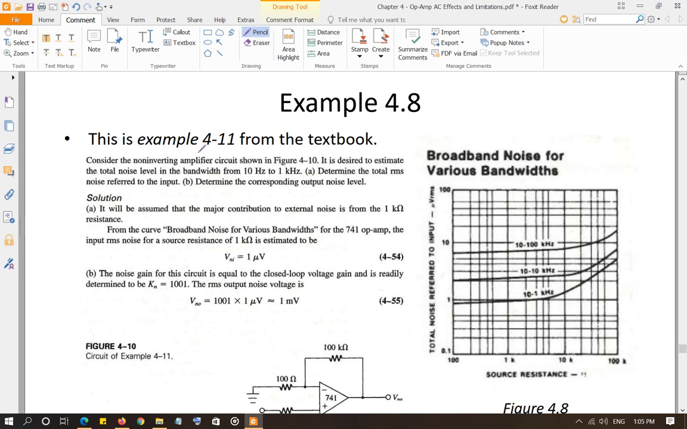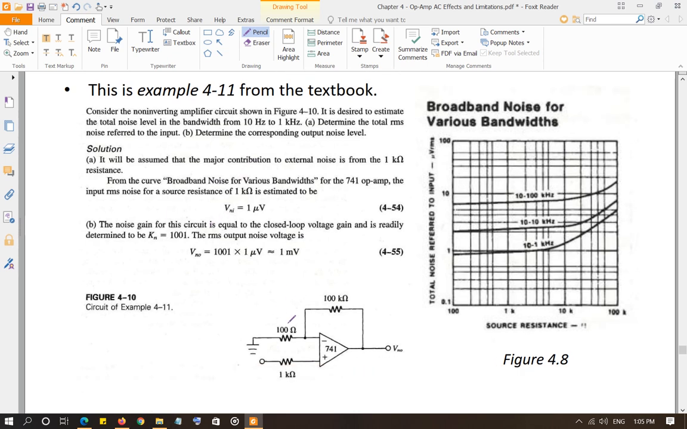So in this example, which is example 4.11 from your book, I just copied and pasted over here. Basically, you have a non-inverting amplifier here. You have 1 kilo ohm source resistance connected to the source. They are not showing it, but this is your source. And this is a 741 operational amplifier. The range of frequencies over which this operational amplifier is operated is 10 Hertz to 1 kilohertz, and they're asking what will be the output noise voltage RMS value.